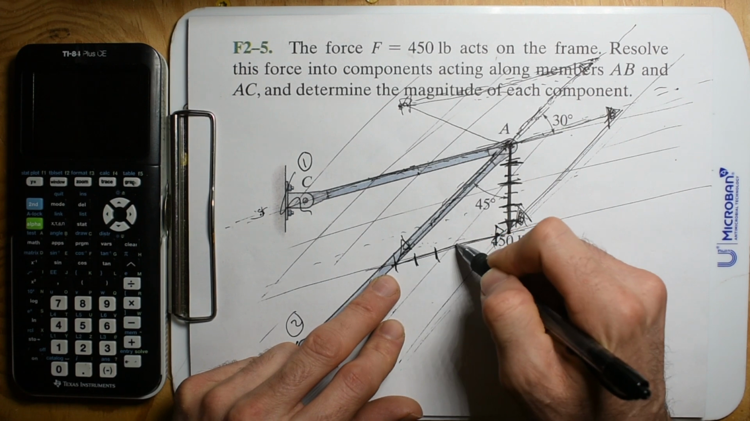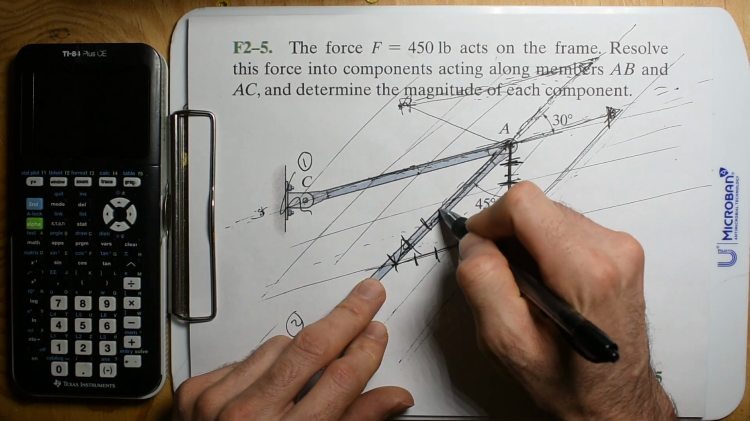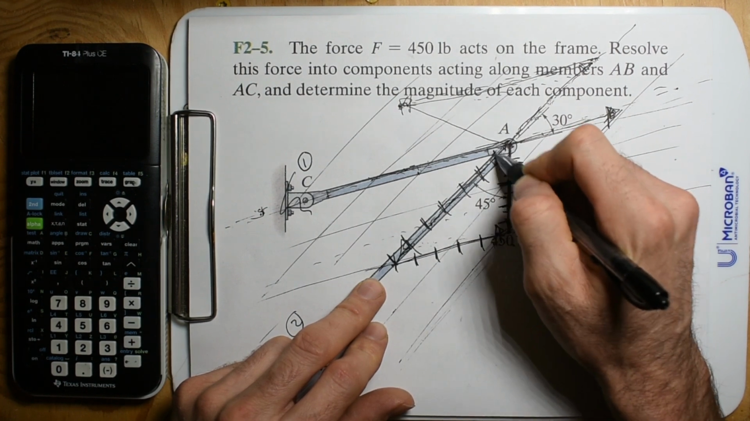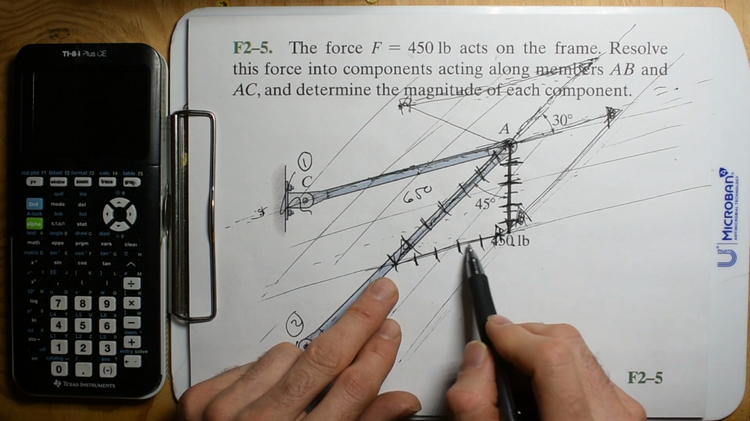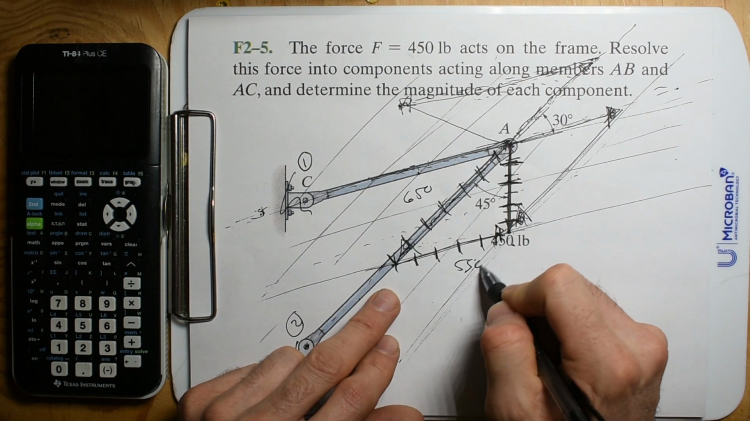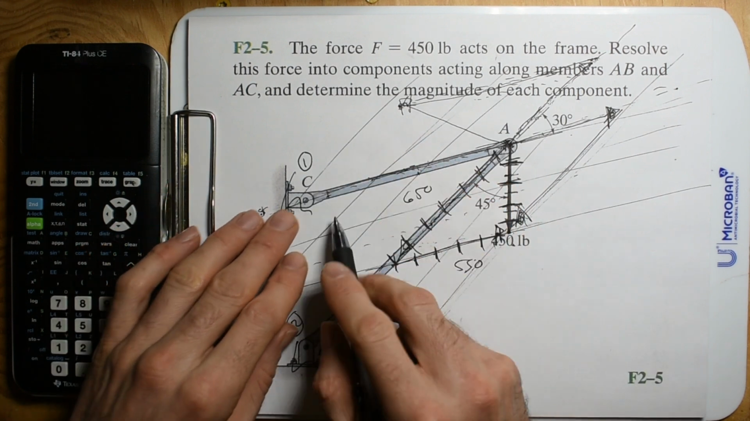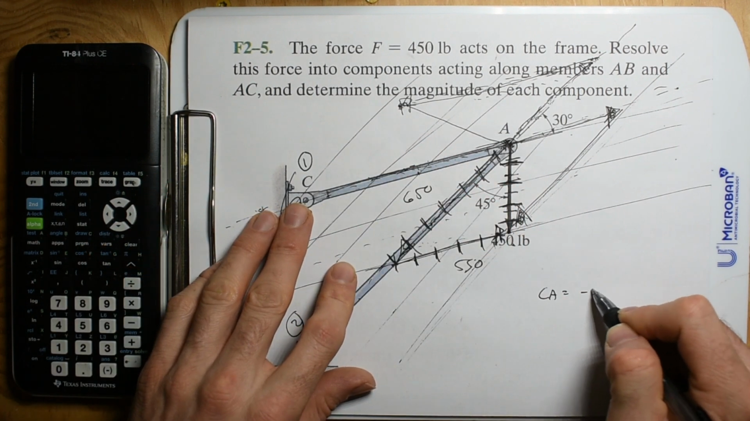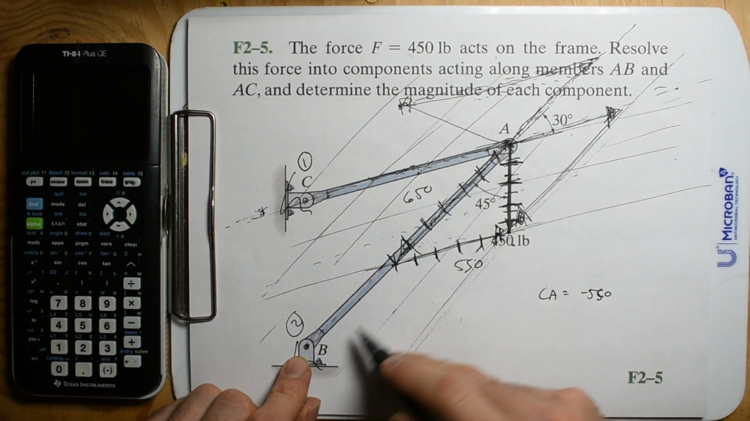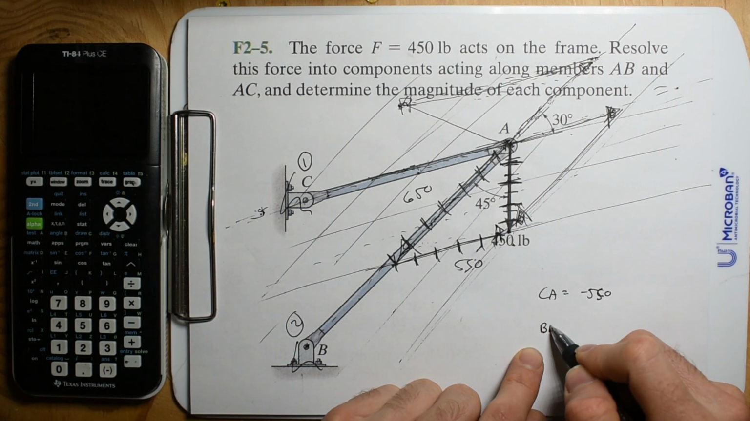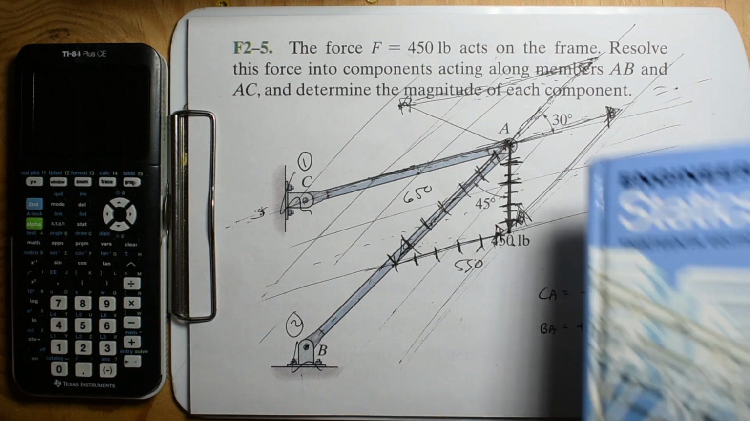So we got 1, 2, 3, 4, 5. And then 1, 2, 3, 4, 5, 6. Maybe 650. So I'm going to have 650 and 1, 2, 3, 4, 5, 550. Okay, so I'm going to have 550 in compression of member CA. So we got CA is negative 550. That's how we indicate compression. Member 2 is in tension of 650. So member BA is positive 650. And I'm just going to look in the back of the book to see if that was close enough.